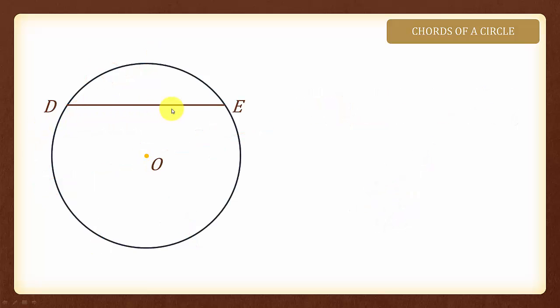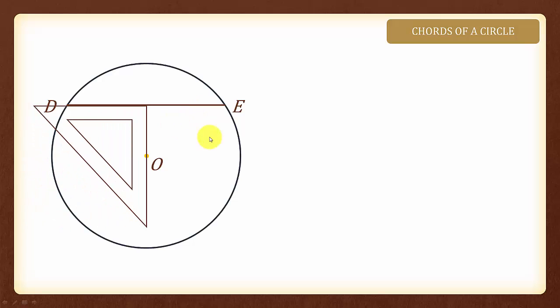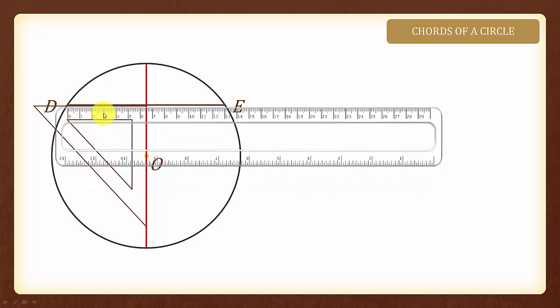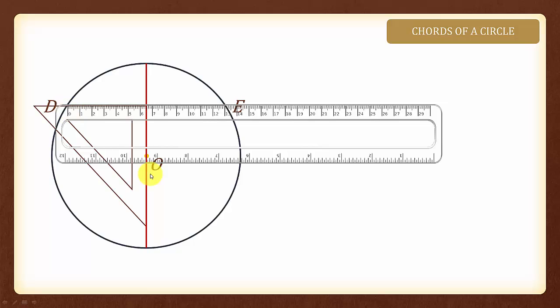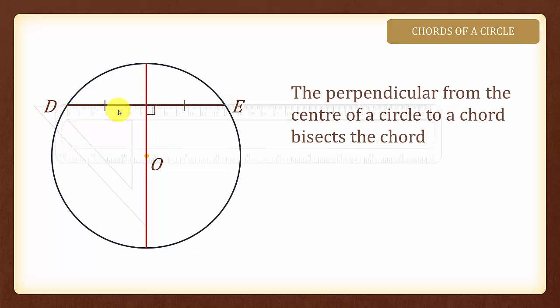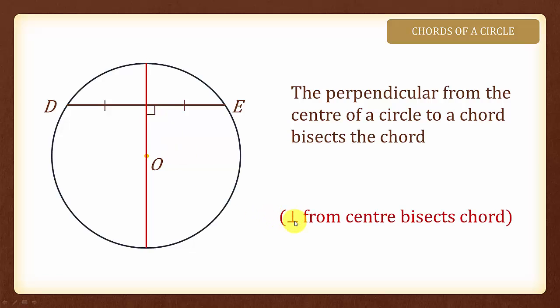Next, let's say we have a chord DE here, and we draw a perpendicular line that cuts through the center of the circle and the chord DE. And using a ruler, we notice that the 90 degrees line that's cut through the center of the circle also cuts through the chord in half. In other words, the perpendicular from the center of the circle to the chord bisects the chord. And we call this property the perpendicular from center bisects chord.